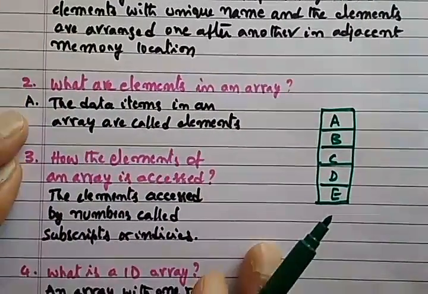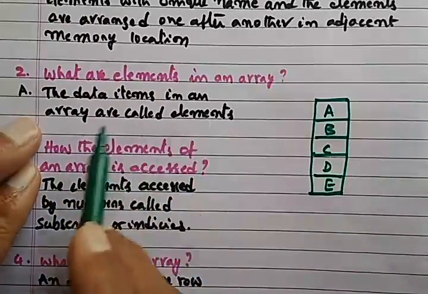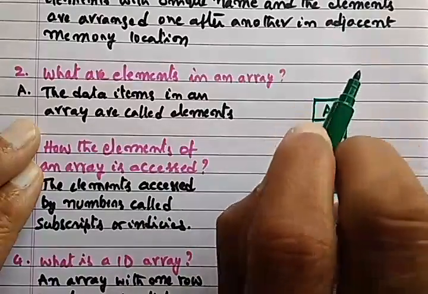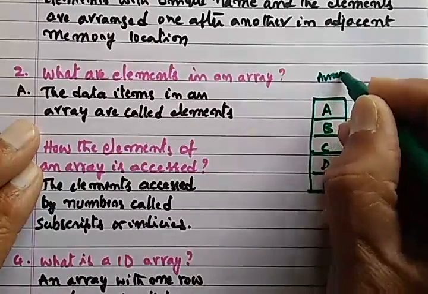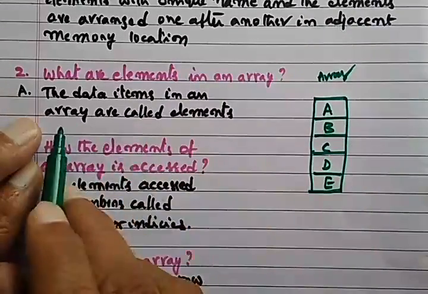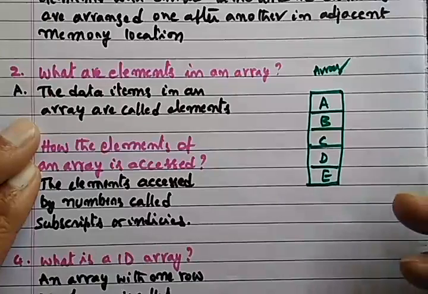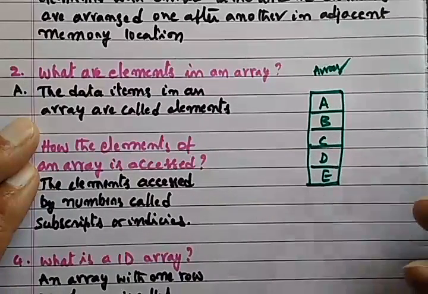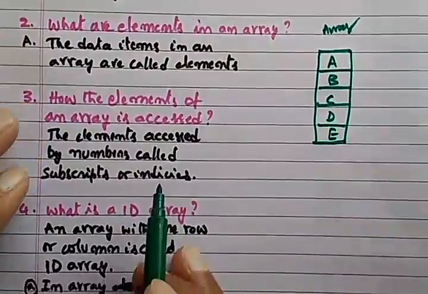Then what are elements in an array? The data items in an array are called elements. This is an array. The data items in an array are called elements. It is A, B, C, D, E that are called elements. It can be 1, 2, 3, 4 or 11, 12, 13, and 4, anything. But it should be homogeneous. So that is what elements are in an array.